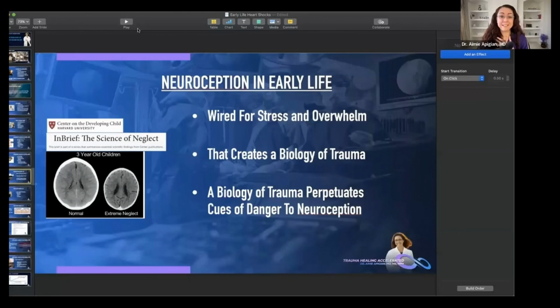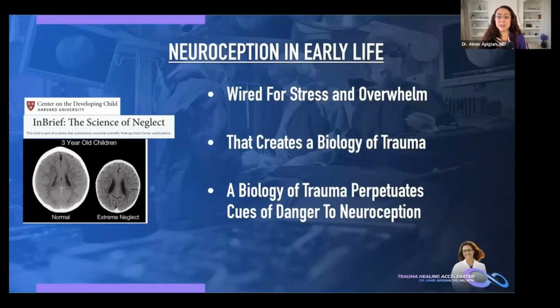This is what we get stuck in. This is the biology of trauma. This is how it plays out with the early life shock: neuroception has formed since early life and attachment. It is wired for seeing danger, even when there is no danger.